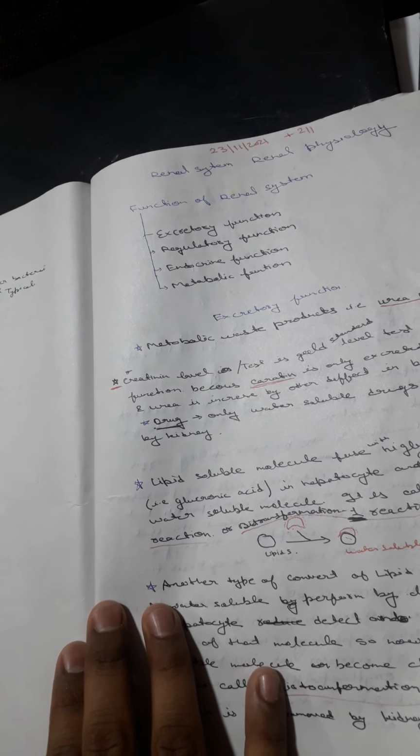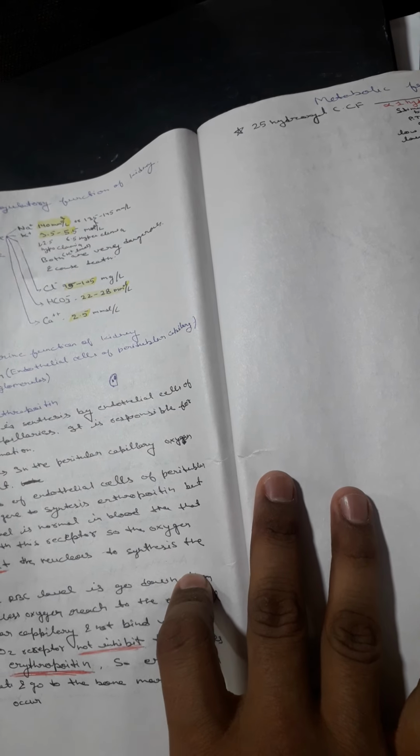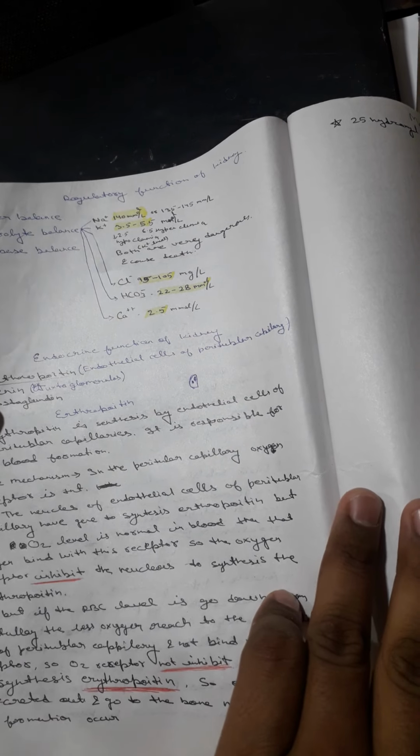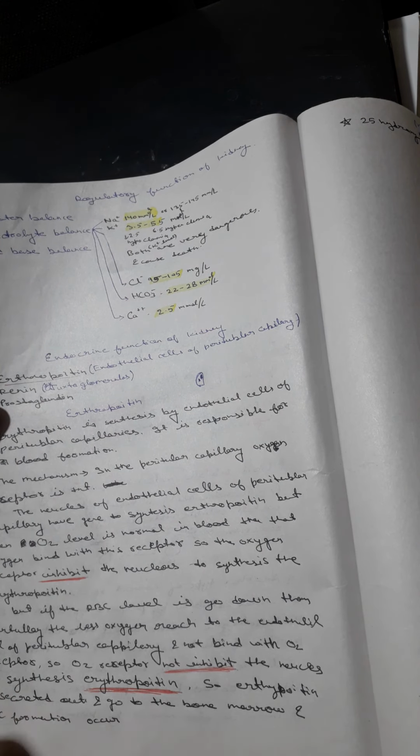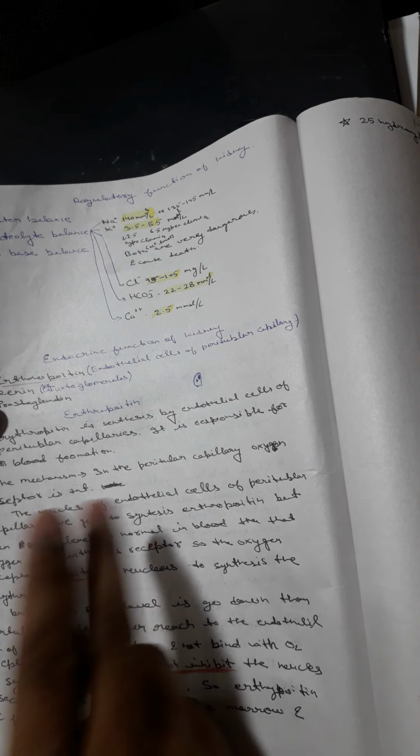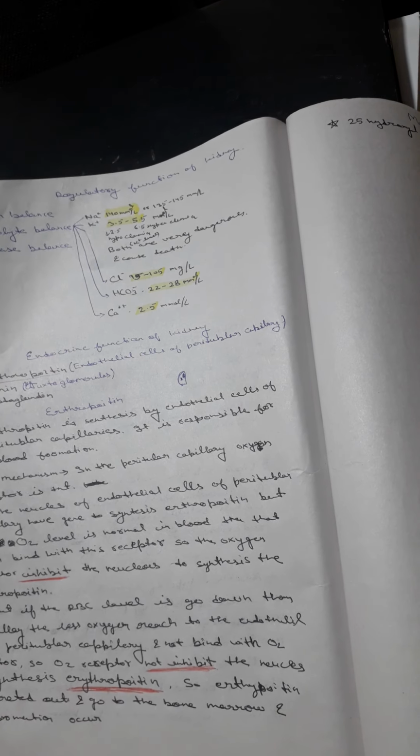And endocrine function, actually erythropoietin. Erythropoietin is a hormone, so erythropoietin is under the endocrine function of the kidney. It is not the regulatory function of the kidney. Regulatory function of the kidney is water balance, electrolyte balance, acid base balance. And the fourth function of the kidney is metabolic function.